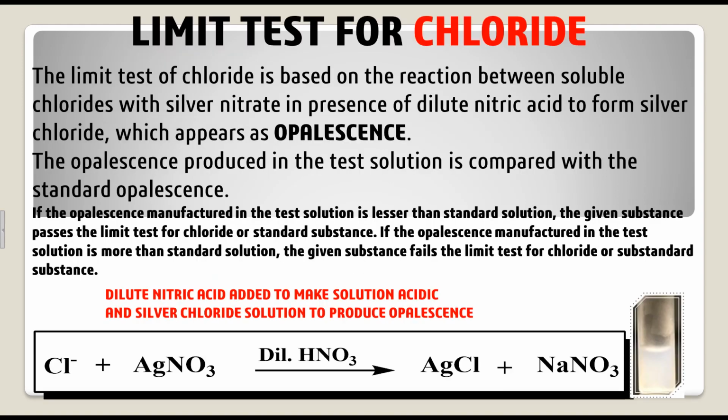What are all the limit tests? Already we see 6 in number. The first one is limit test for chloride. The limit test of chloride is based on the reaction between soluble chlorides with silver nitrate in presence of dilute nitric acid to form silver chloride precipitate, which appears as an opalescence. The opalescence produced in the test solution is compared with the standard opalescence.